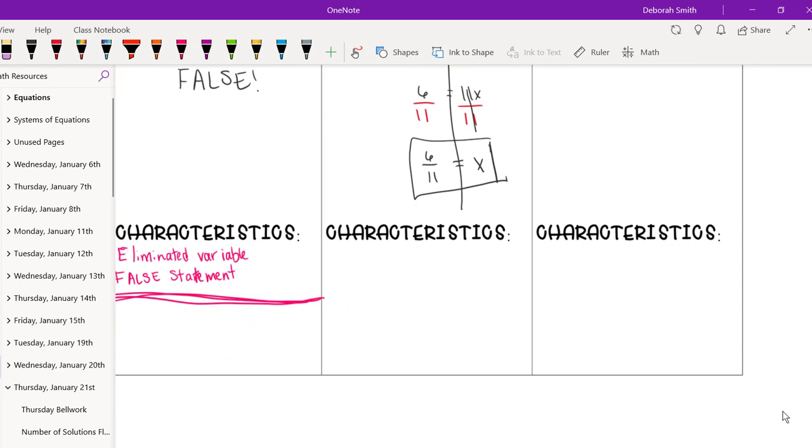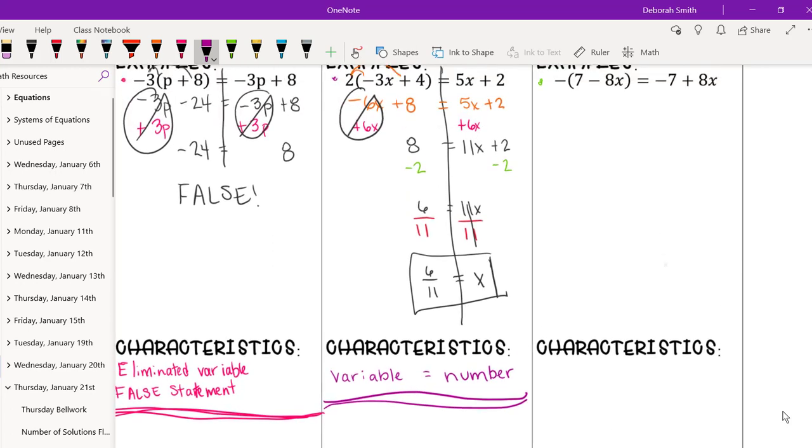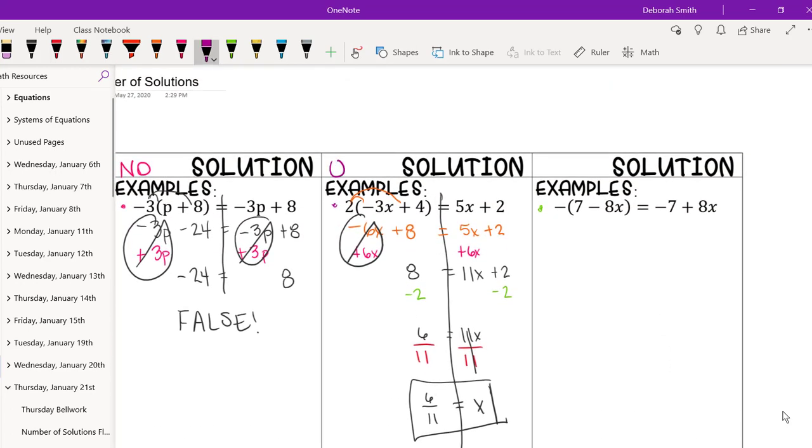Alright, so what happened here? Nothing real fancy, right? I mean, we were able to keep our variable on one side and a solution on the other side. Okay, so we have a variable is equal to some sort of number. And that number can also be 0. So if we had x equals 0, that would be this kind of equation, which we have been practicing for the past couple of weeks, and that is an equation that has only one solution.